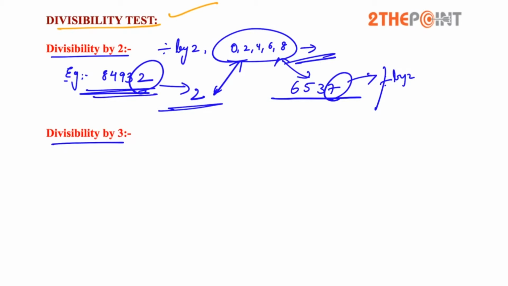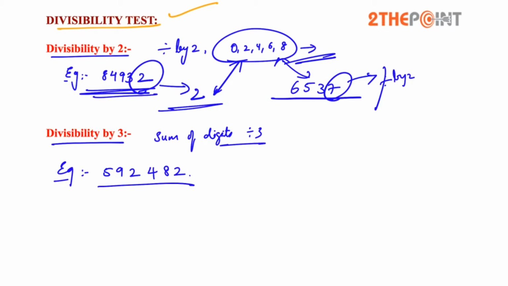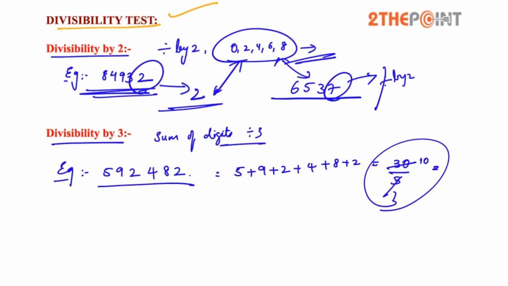Divisibility by 3. A number is divisible by 3 if the sum of its digits is divisible by 3. For example, think you have the number 592482. You have to check whether this number is divisible by 3. So instead of dividing the entire thing, just add these digits: 5 plus 9 plus 2 plus 4 plus 8 plus 2, which equals 30. 3 ones are 3, 3 tens are 30. Since it is divisible by 3, the whole number will be divisible by 3.